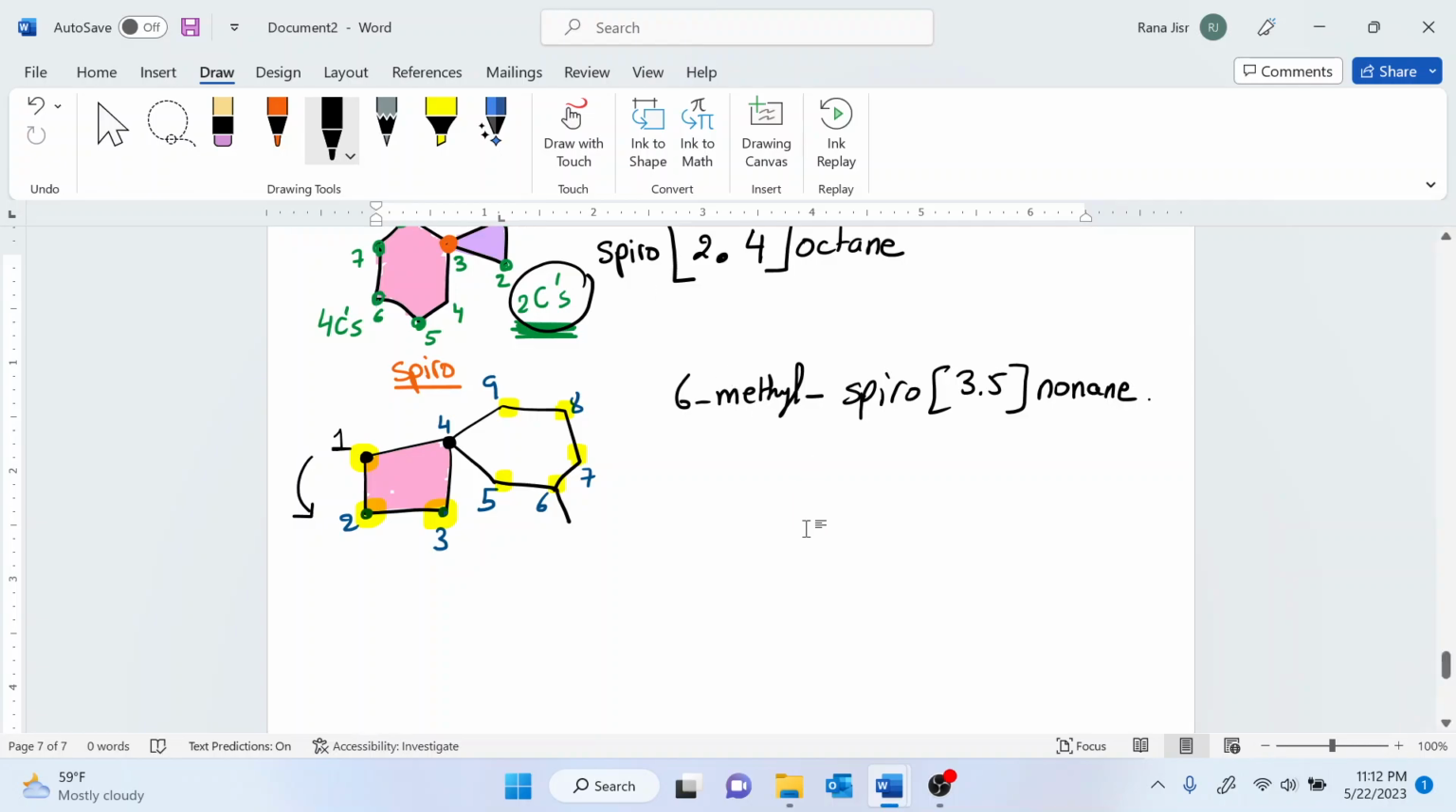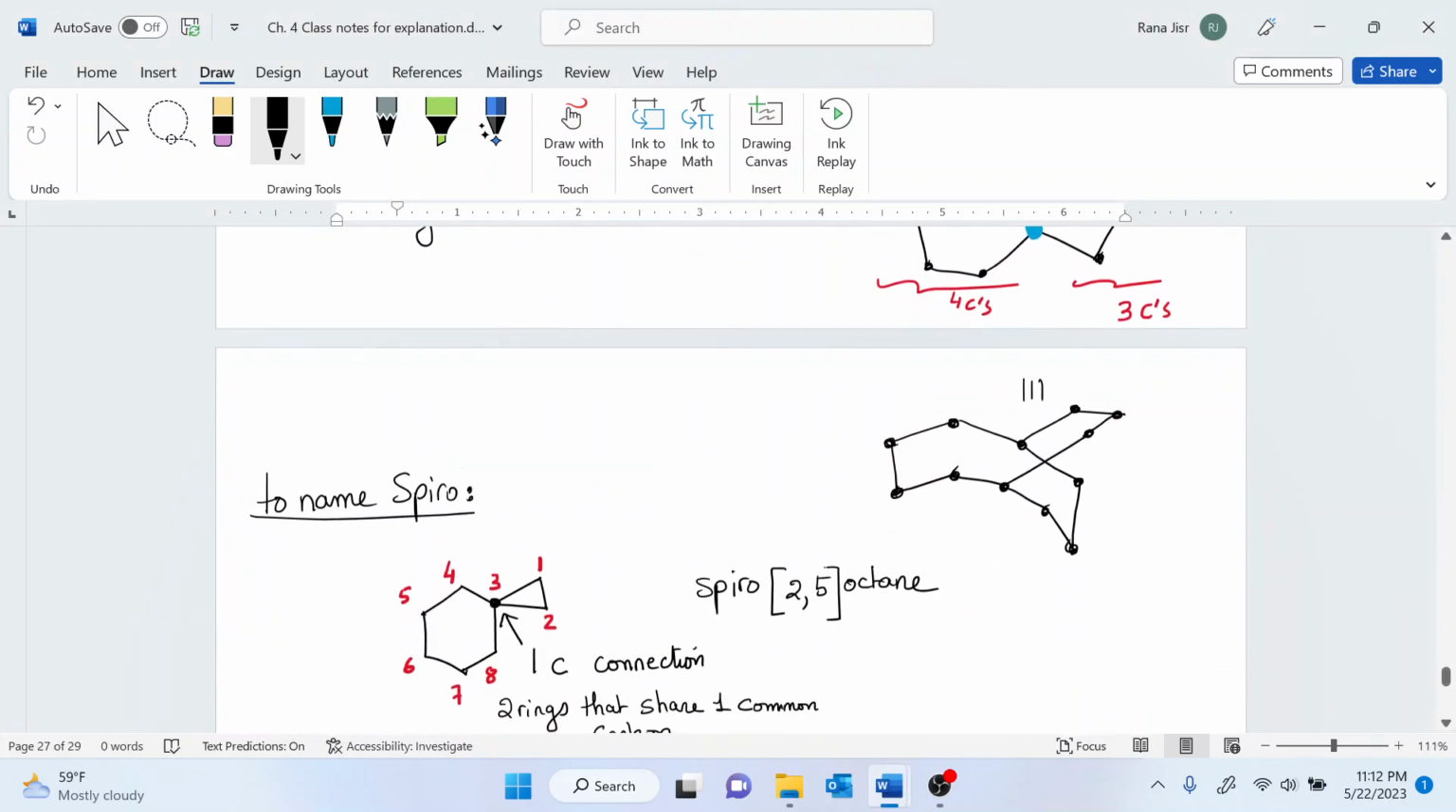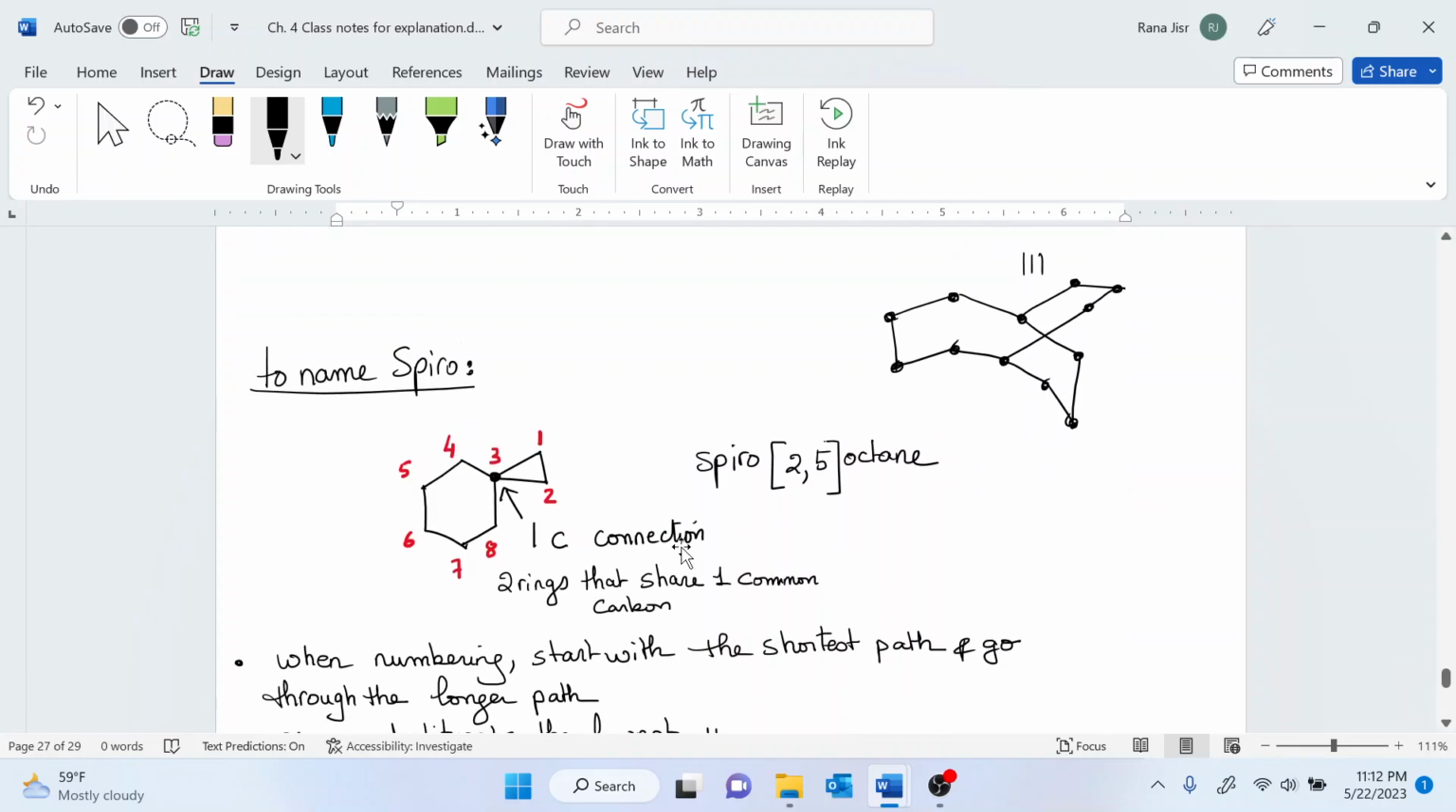Okay. There are other examples for naming bicyclic compounds in the extra problem set that is posted. Please practice this. There are also more examples on these in the class notes. Also practice those problems as well.